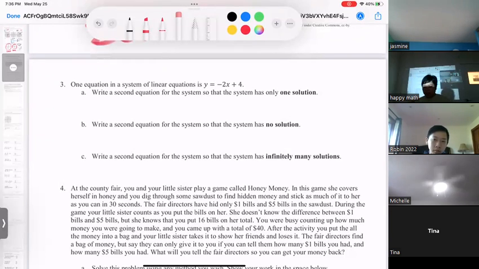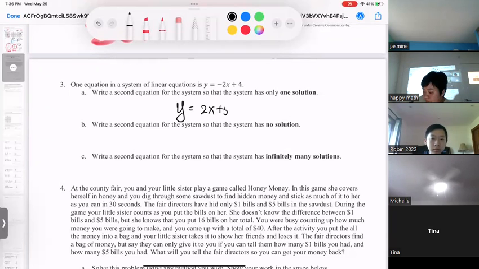So as everyone figures out, Robin, what is the equation that makes the system have only one solution? y equals 2x plus 5. Good job, that is true.